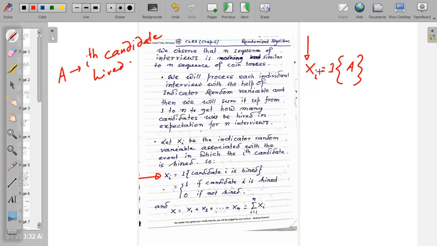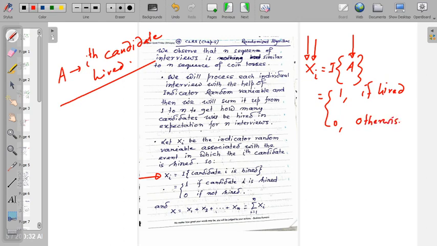So this is the thing. This xi, we have an indicator random variable associated with this event A, and this xi is for each interview case, what is going to happen. We define the indicator random variable associated with the event A, that the ith candidate is hired. So we define it as one if hired, 0 otherwise.